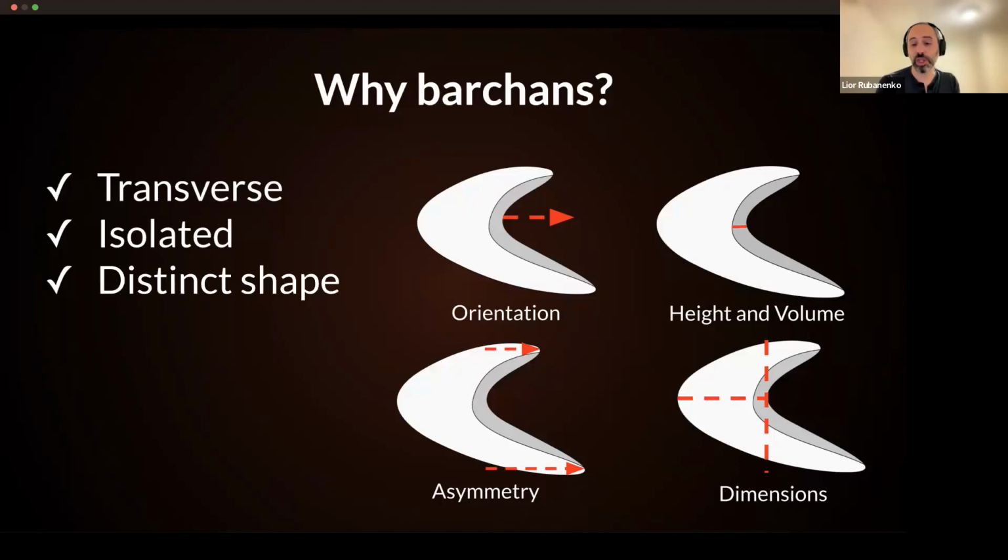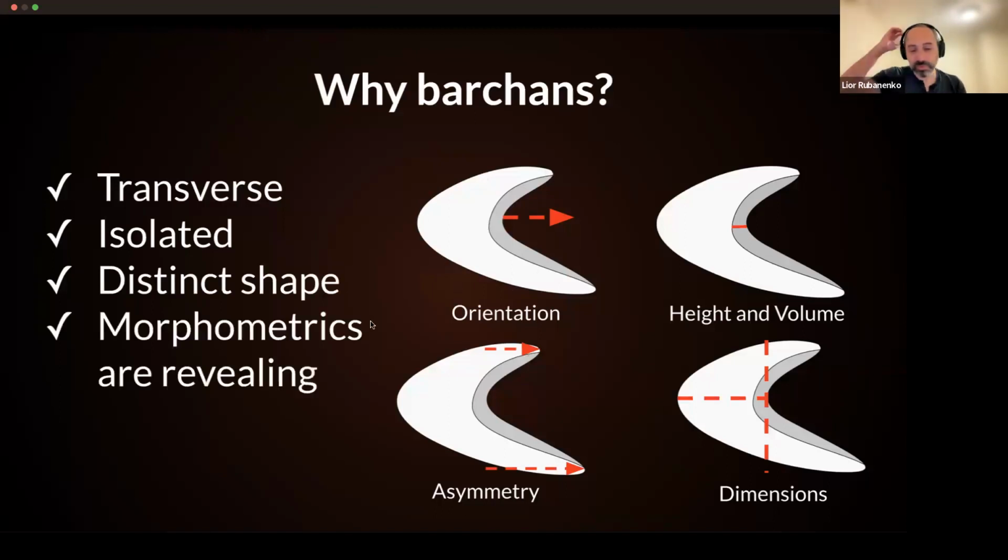Barchan dunes also have a distinct shape, so they're pretty dissimilar to other morphological bedforms of Mars, right? There are not a lot of things that look like crescents on Mars. And the morphometrics of barchan dunes are also very revealing. So except for the question that I've raised here, whether there's a relationship between large ripples and those incipient dunes, we can learn other things about Mars's atmosphere just by looking at the shape, the morphology of barchan dunes. So because of all those reasons, barchan dunes are very useful for our investigation.